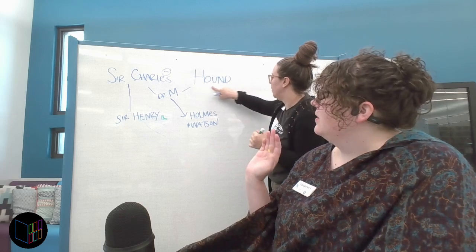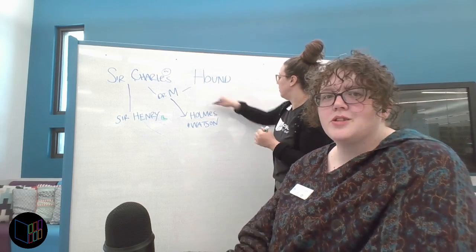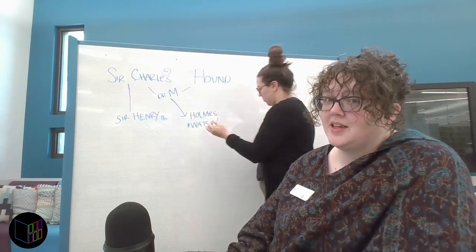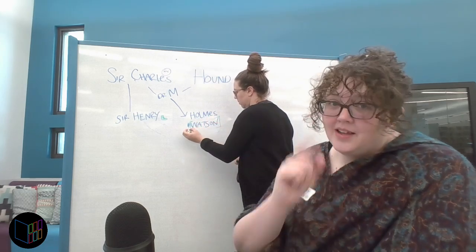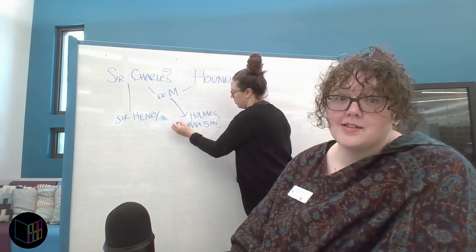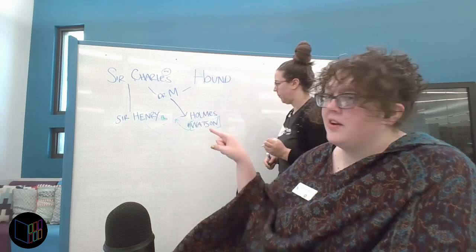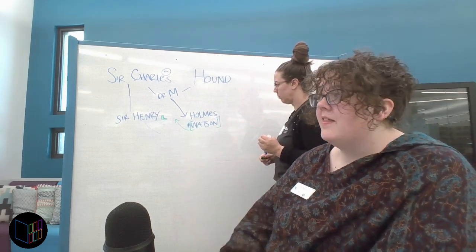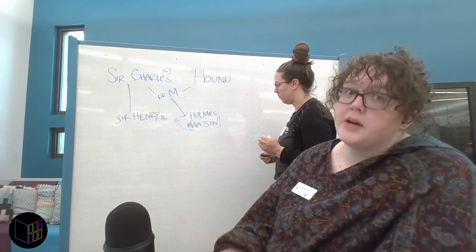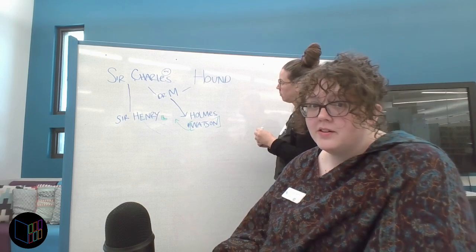So Holmes is like, yeah, this is super interesting. However, I'm really busy and I can't be bothered to leave London right now. But I will send you my best friend, Watson. So Watson and Sir Henry go to Baskerville Hall, which is located out in the moors. That's where they meet the butler, Barrymore, and his wife.